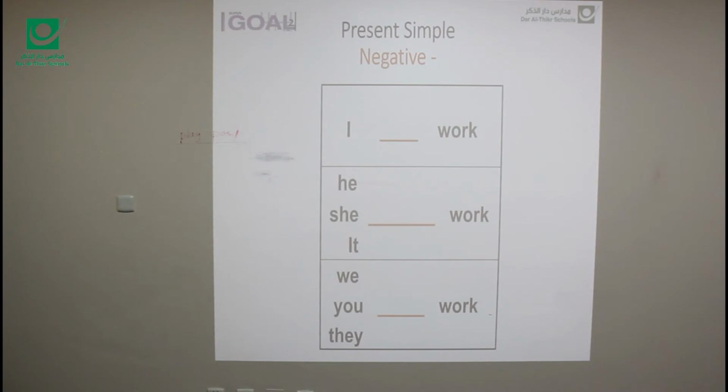Okay. You can make a sentence negative in the simple present tense by using don't or doesn't. I don't work. He doesn't work. She doesn't work. It doesn't work. With we, you, they, also we use don't. So we use doesn't with he, she, it. Don't with I, we, you, they.